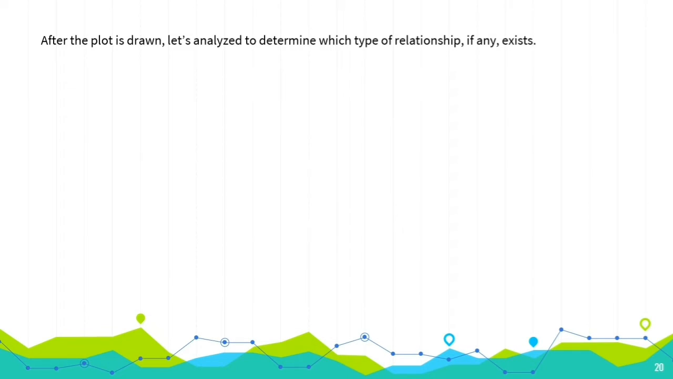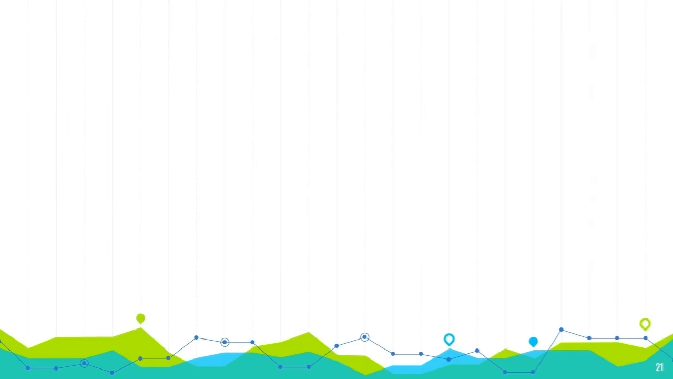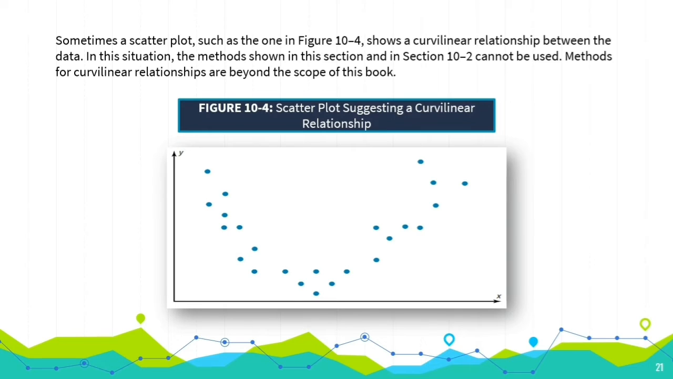We analyze also that the data shown in figures 10-1 and 10-2 also suggest a linear relationship, since the points seem to fit a straight line, although not perfectly. Sometimes a scatter plot, such as the one in figure 10-4, shows a curvilinear relationship between the data. In this situation, the methods shown in this section and in section 10-2 cannot be used. Methods for curvilinear relationships are beyond the scope of this book.